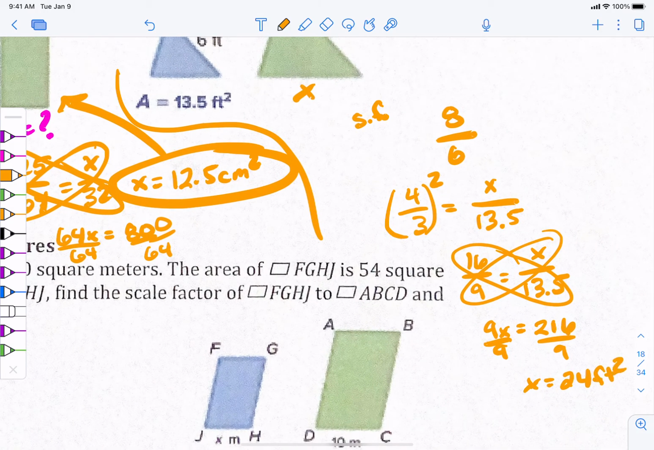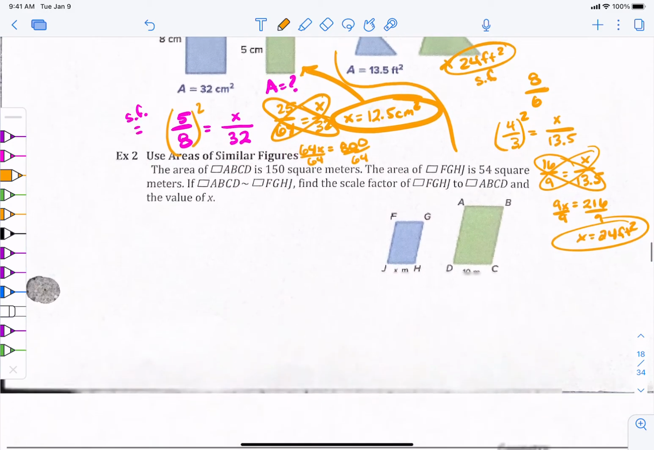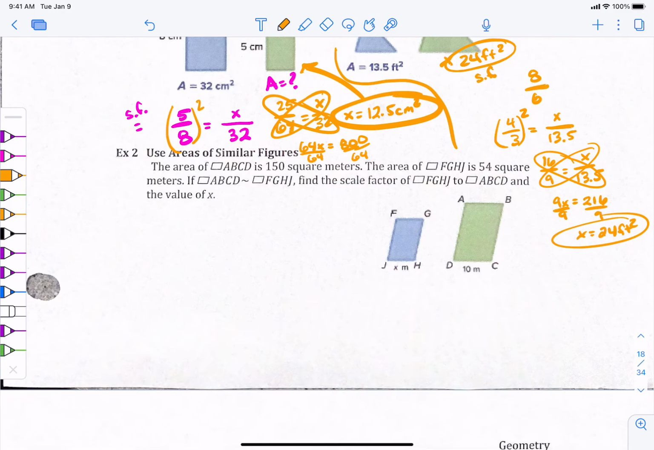Feet squared. Does that seem reasonable that the right-hand side is 24? It's bigger. Should it be bigger? Yes, because 8 is bigger than 6, right? Okay, this is not hard, really, right? No. Okay, but here's the deal.